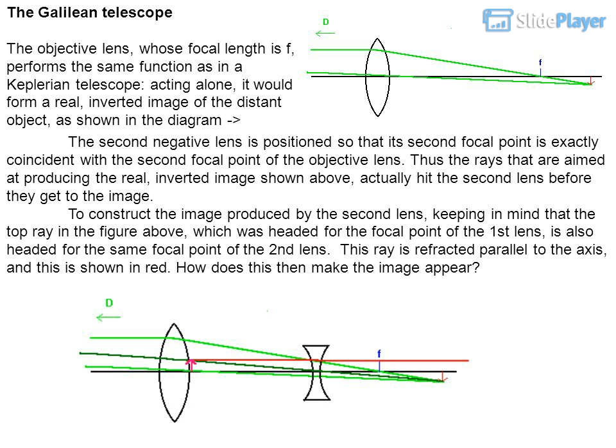To construct the image produced by the second lens, keep in mind that the top ray in the figure above, which was headed for the focal point of the first lens, is also headed for the same focal point of the second lens. This ray is refracted parallel to the axis, and this is shown in red. How does this then make the image appear?